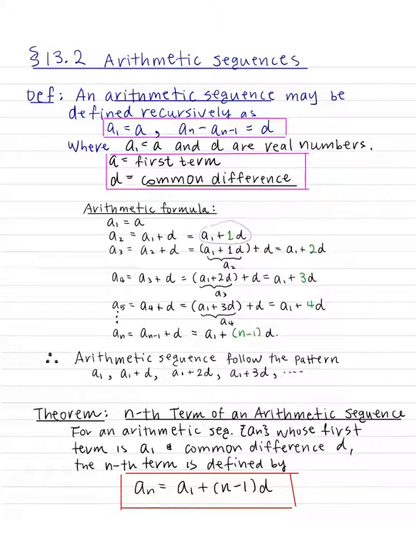We're going to keep doing that, but do you notice the pattern? The sequence follows the pattern of a sub 1 plus d, a sub 1 plus 2d, a sub 1 plus 3d, and so forth. Then here comes the theorem: Nth term of an arithmetic sequence. For an arithmetic sequence a sub n, whose first term is a sub 1 and a common difference d, the nth term is defined by a sub n equals the first term plus n minus 1 times the common difference d.